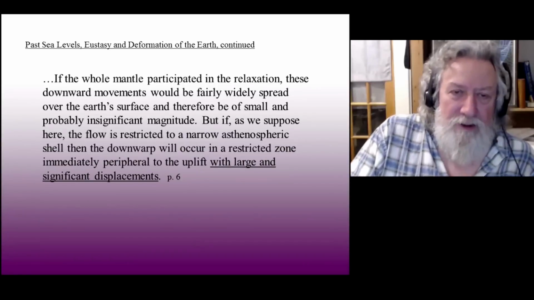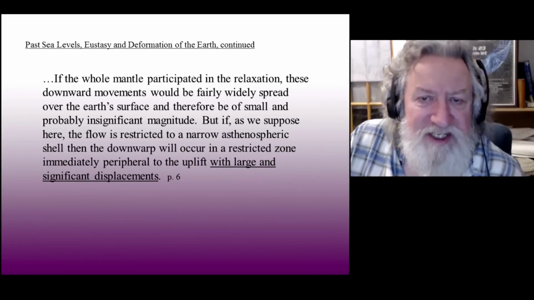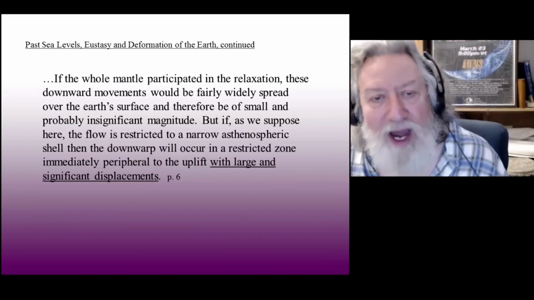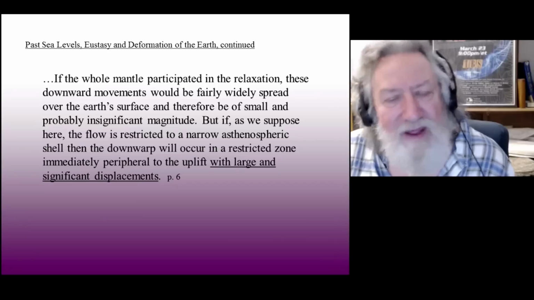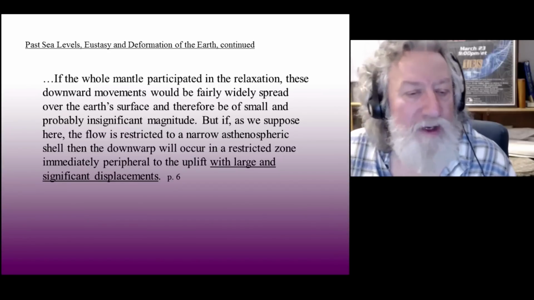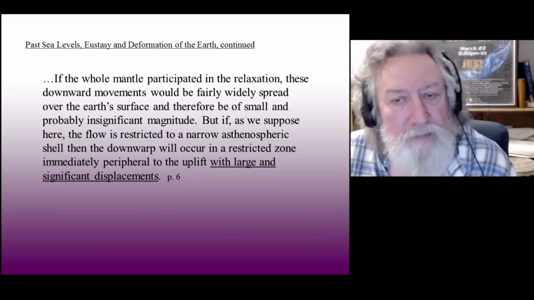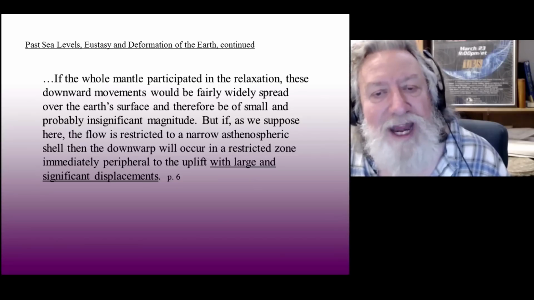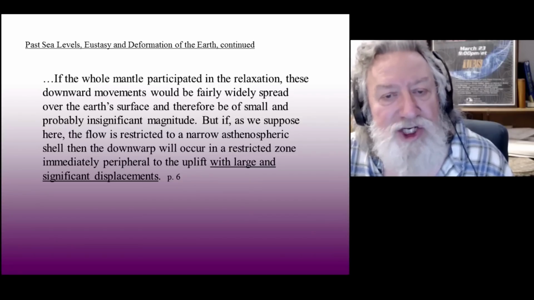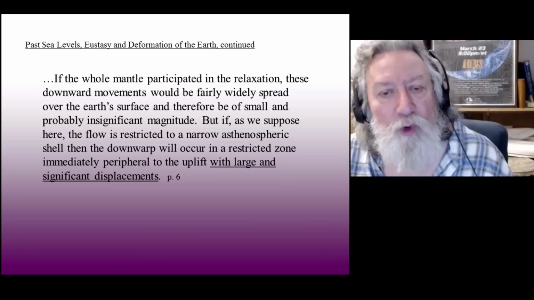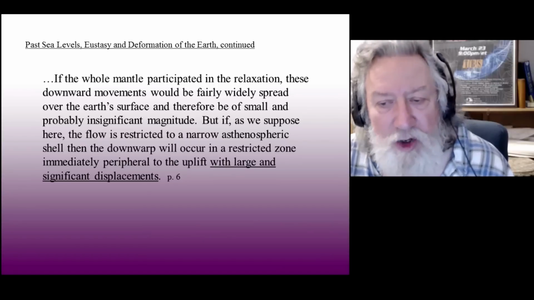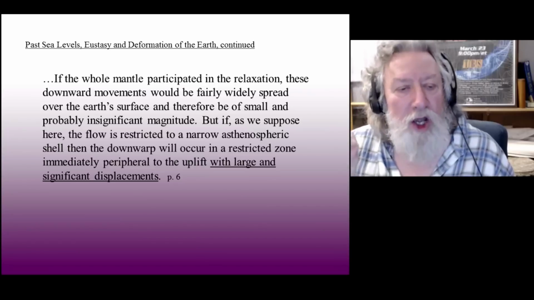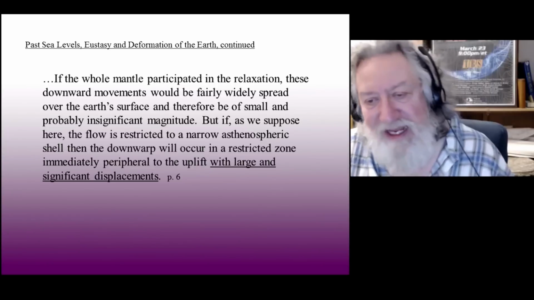Okay. So let's get it. If the whole mantle participated in the relaxation, these downward movements would be fairly widely spread over the Earth's surface, and therefore be of small and probably insignificant magnitude. But if, as we suppose here, the flow is restricted to a narrow asthenospheric shell, then the downwarp will occur in a restricted zone immediately peripheral to the uplift with large and significant displacements.